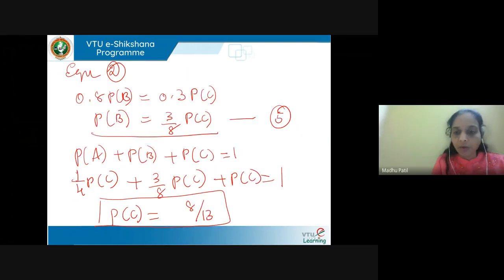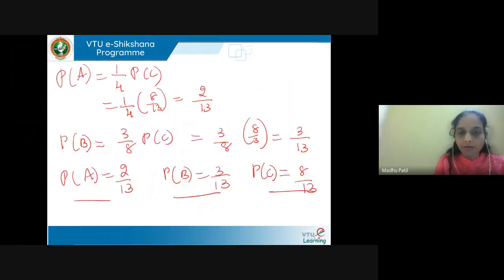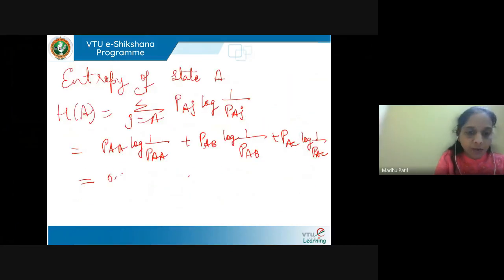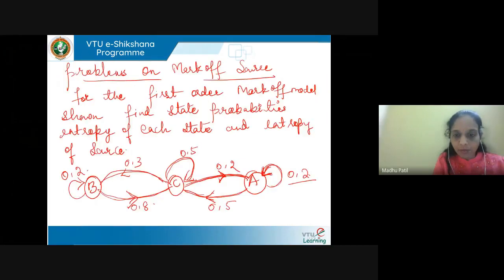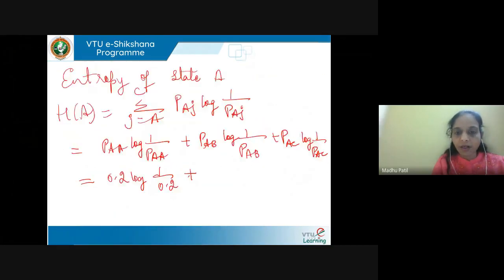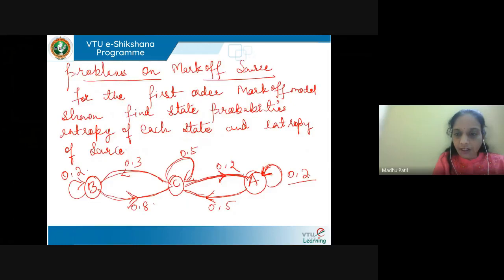What is the probability of PAA? PAA is 0.2, correct? From the state diagram. So I write this as 0.2 log of 1 by 0.2 plus PAB, A to B. A to B, you can see there is no probability. In the state diagram, there is no connection. A to C, from the state diagram, is 0.5.